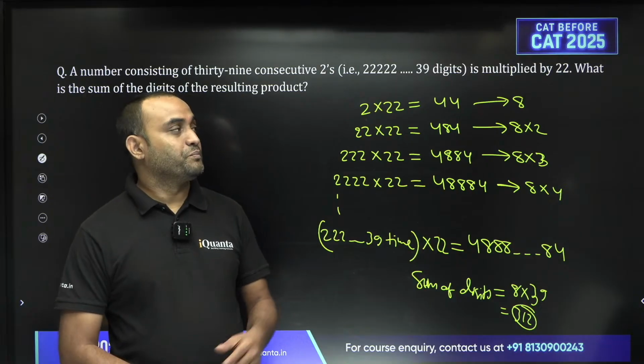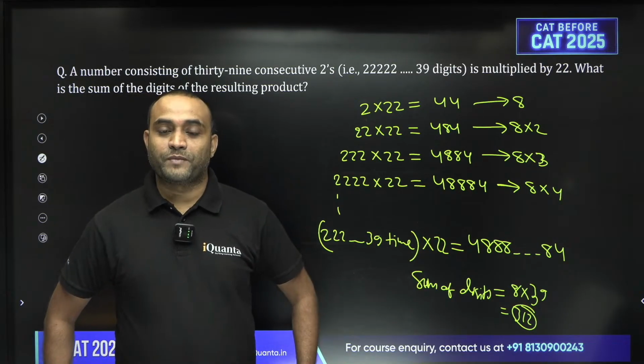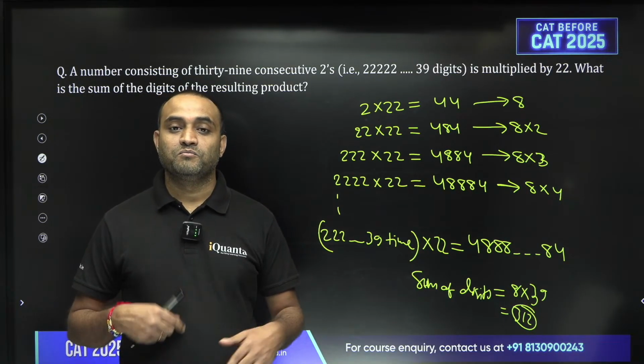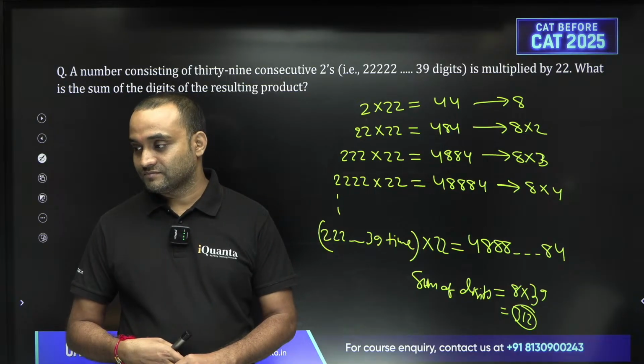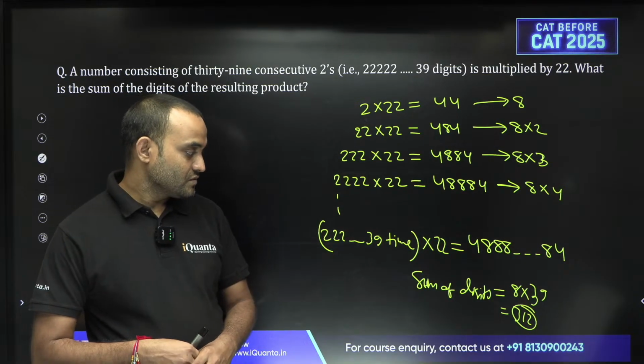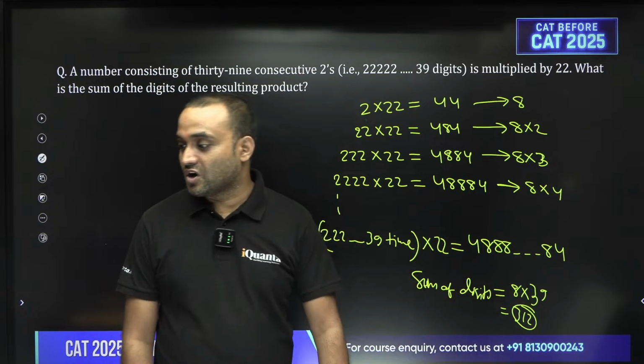So whenever you have a big number, always try to check the pattern there. You can find the answer much easier in that way. It's 312, not 308.